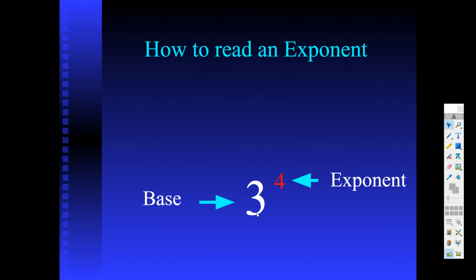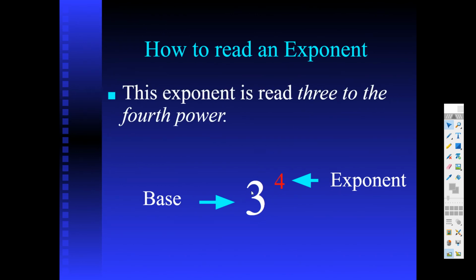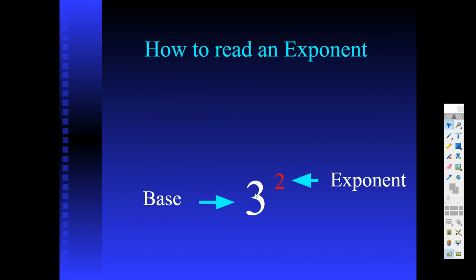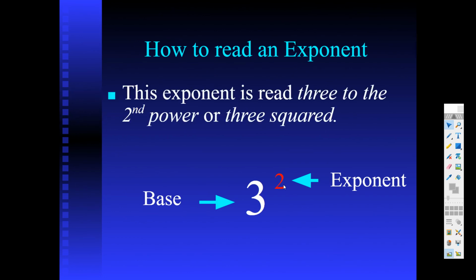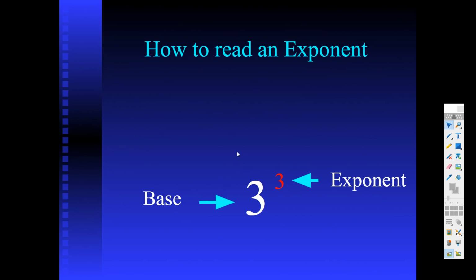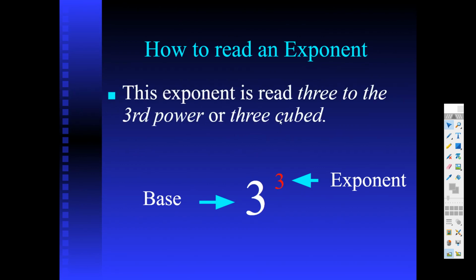How do you read them? First you read the base number, which is the big number, 3, to the 4th power, the power of 4. So you read this as 3 to the power of 4. This one will be read 3 to the 2nd power. It could also be read 3 squared. A little 2 can be read 3 squared or to the 2nd power. This one is read 3 to the 3rd power or 3 cubed.